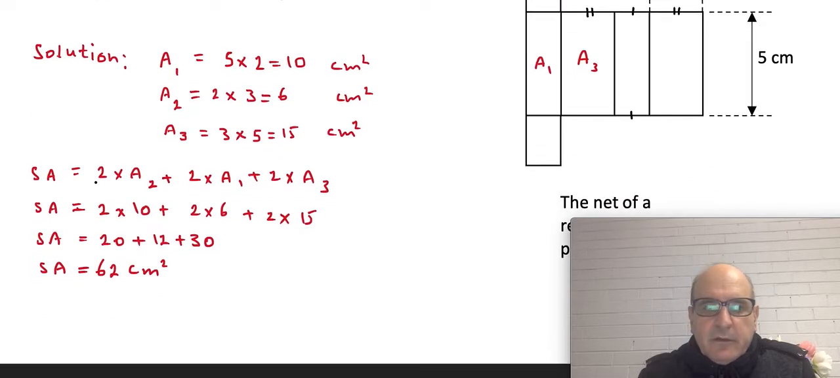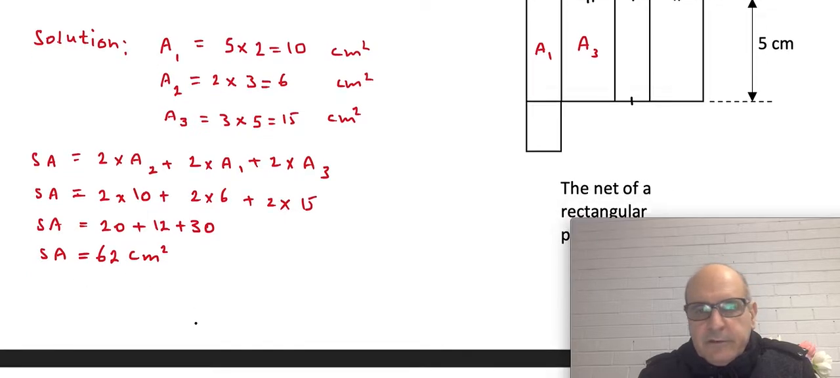So then 2 times A2 plus 2 times A1 plus 2 times A3. And we find already each of them. So 2 times 10 plus 2 times 6 plus 2 times 15. That gives me 62 square centimeters.